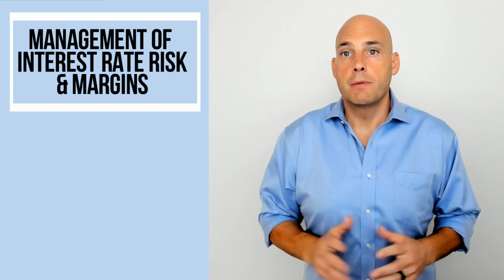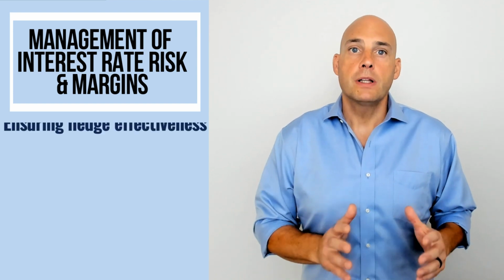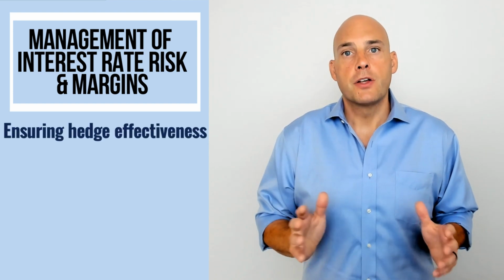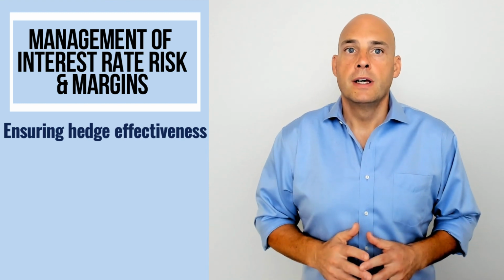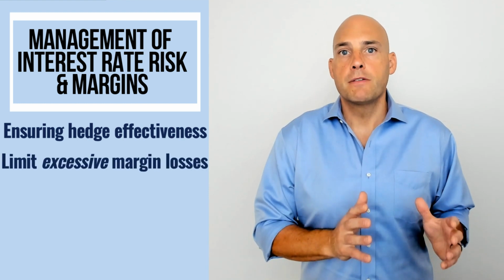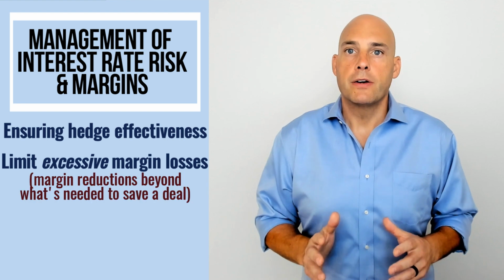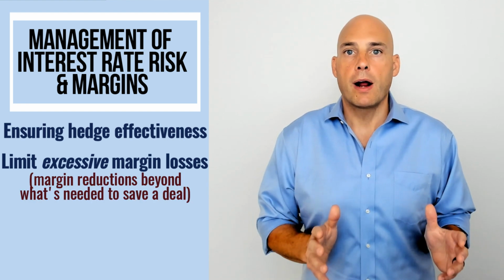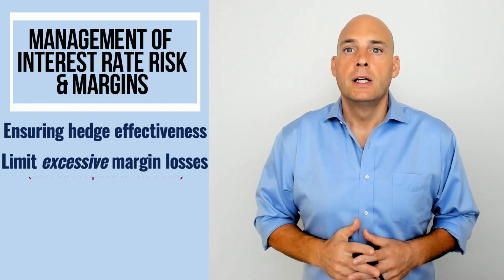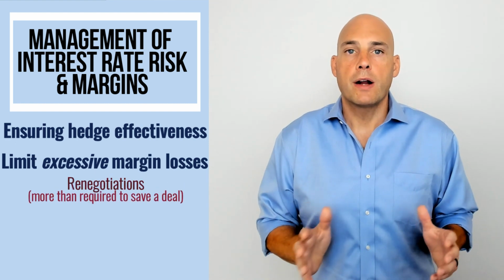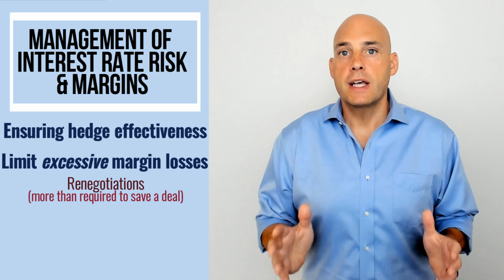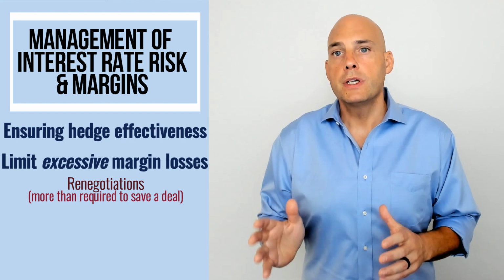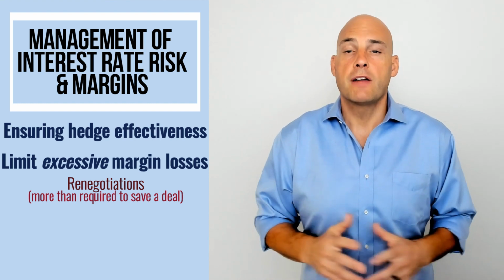There are two predominant ways secondary will manage interest rate risk and margins. One is by ensuring the lock pipeline is hedged effectively so the lender doesn't sustain hedge losses. And the other is by trying to limit excessive margin losses. As a reminder, excessive margin loss is considered any margin loss that isn't specifically required to save a deal with a customer. While renegotiations are often required to save a deal, an example of excessive margin loss here would be reducing the rate by a quarter when the customer would have stayed for an eighth.